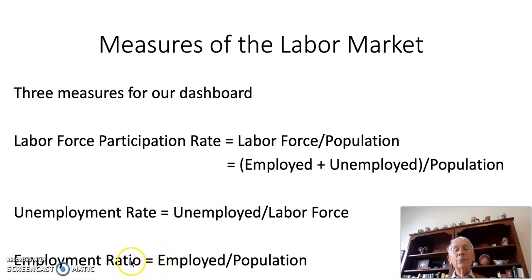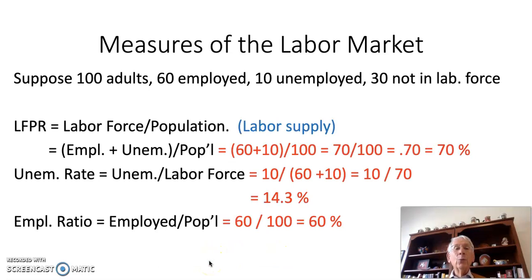And finally, the last one is the employment ratio. What share of the population is employed? So let's work through a little example. Suppose there are 100 adults. 60 of them are employed, 10 are unemployed, 30 are not in the labor force.